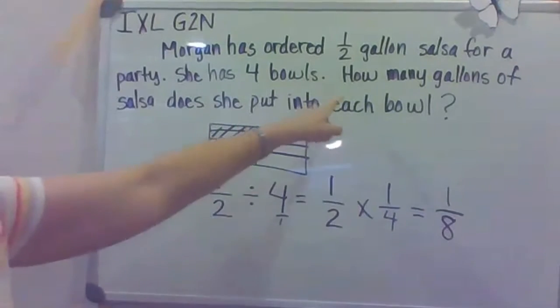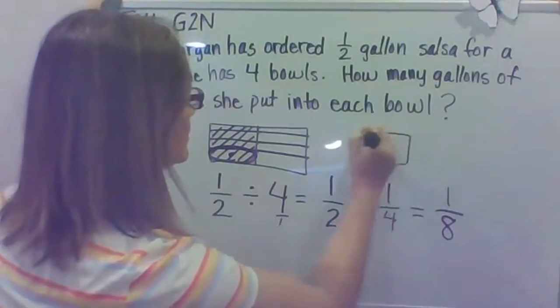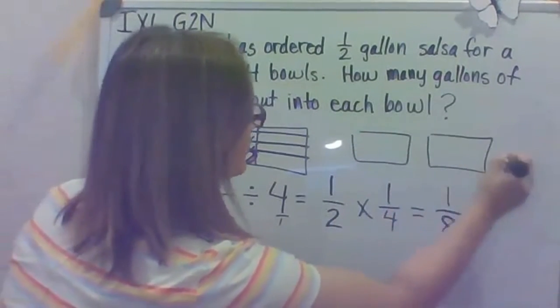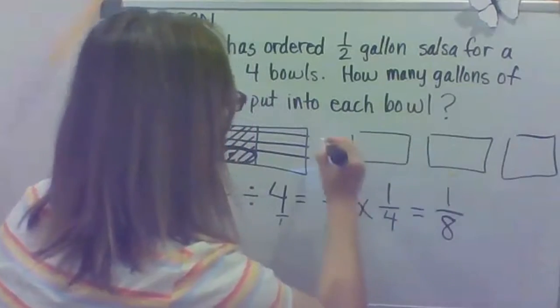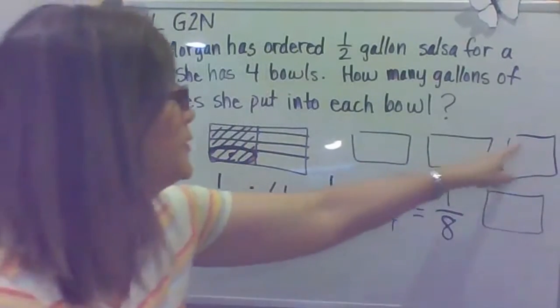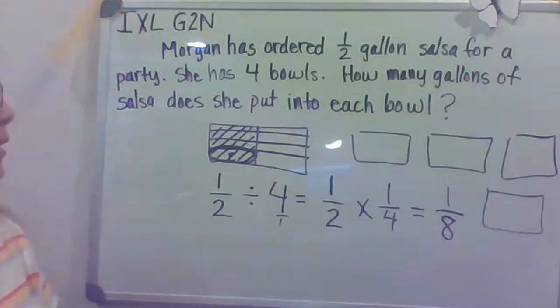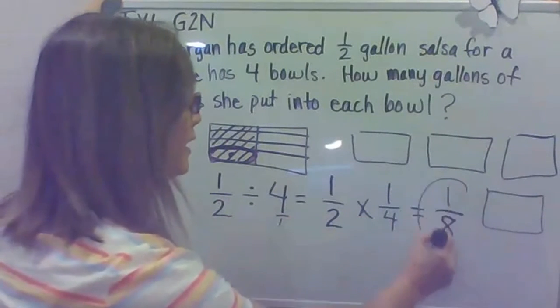Okay. So how many gallons does she put into each bowl? Now, let's think about it. Is it reasonable? If she has those 4 bowls, and then I'll squeeze one more bowl down here, I guess. If those are her 4 bowls, how much is going to go into each of the 4 bowls? Well, we said it's going to be 1/8 of a gallon.